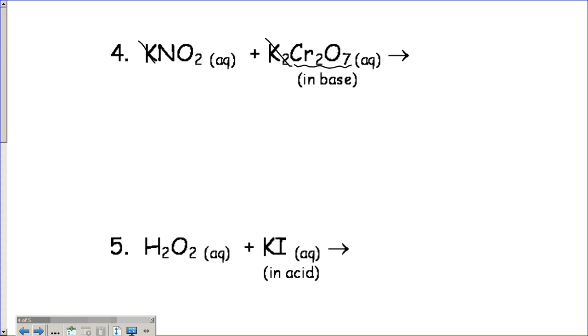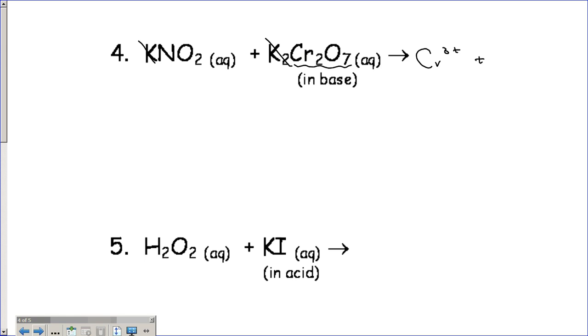And dichromate, it says in a base, dichromate in an acid or a basic solution is going to go to chromium 3+. You may have recognized that from some of the equations that we've been balancing. So dichromate goes to chromium 3+, and then the nitrite ion in base is going to go to the nitrate ion.